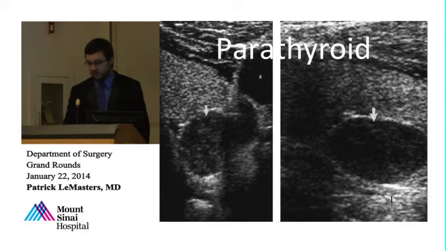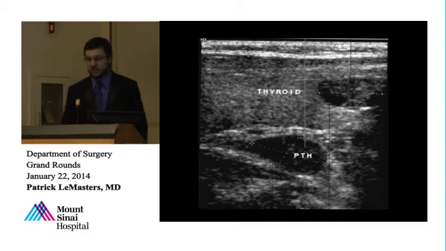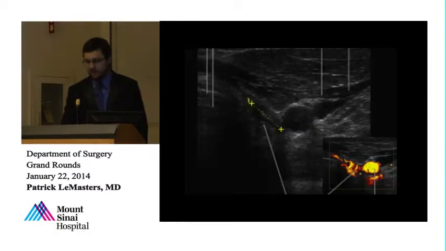So what are the characteristics of a parathyroid adenoma? They're hypoechogenic, solid nodules. Calcifications within them are rare. They can have cystic components, and they're usually multiple and small. And 90% of them show hypervascularity. So let's look at some of these. This is a typical parathyroid adenoma seen behind the thyroid. You see a hypoechoic solid with a slight cystic component here. And this is another image showing a parathyroid adenoma, which shows increased vascularity on color imaging.